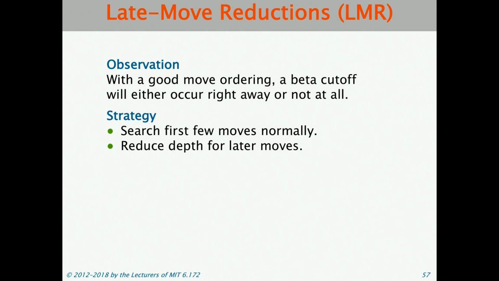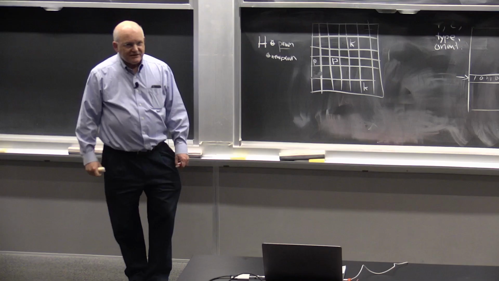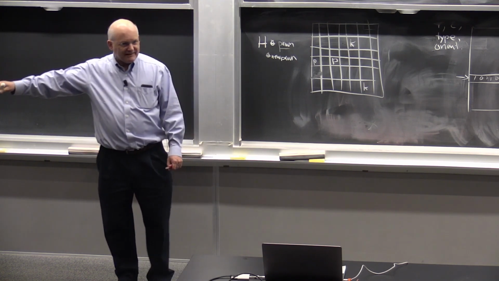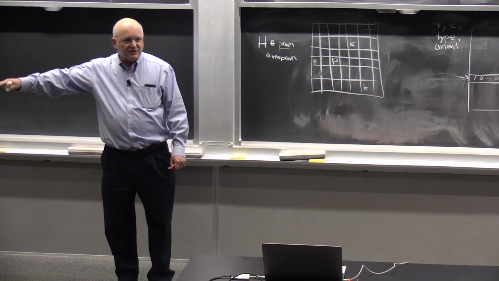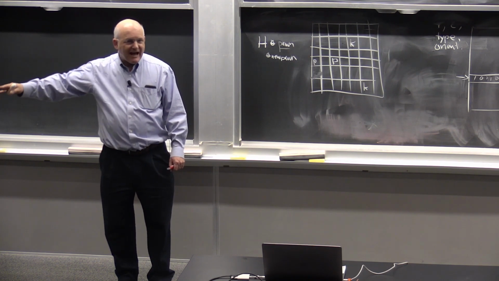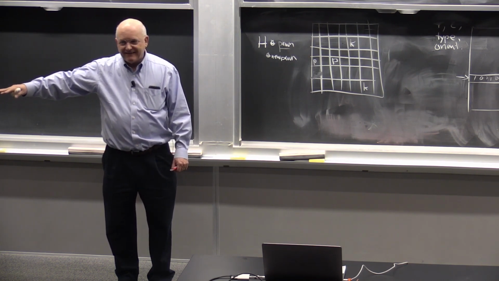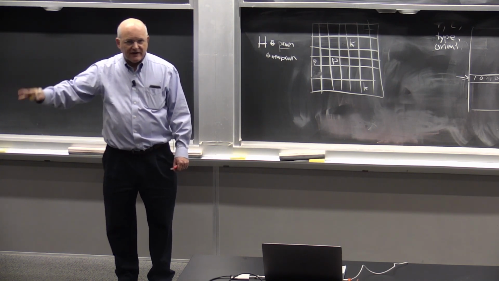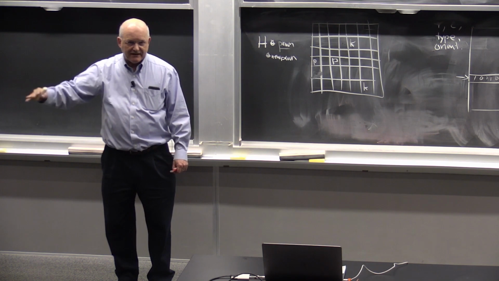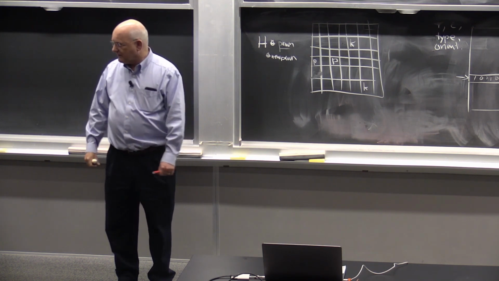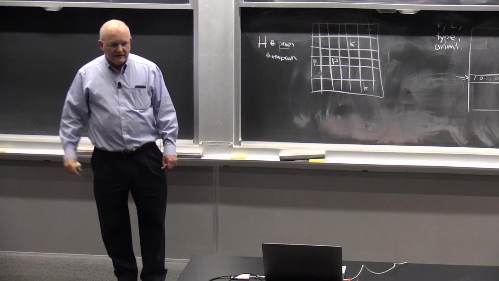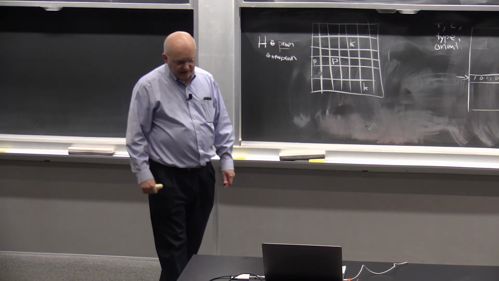Yeah, it makes sense to search the best moves, right? So the idea is, well, if something is way down on the move ordering list, why search it as deeply? It's probably not as good a move. And so let me search it more shallowly. I probably don't lose much of an opportunity to discover that it is indeed a bad move. There's a reason it got ordered down there. And so that's late move reduction.